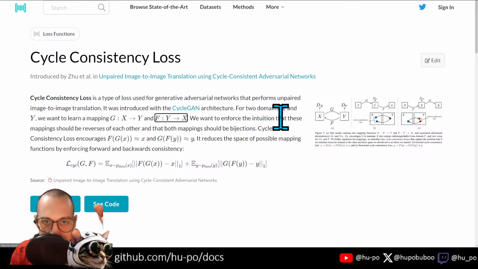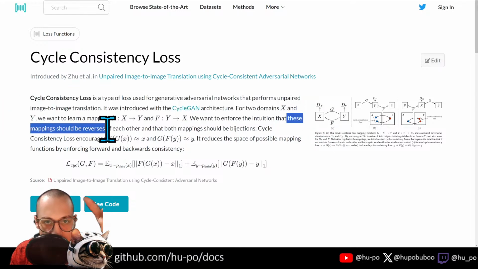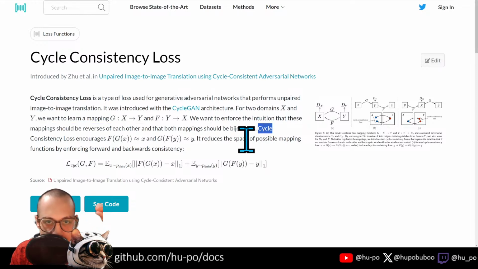And these mappings should be reverses of each other, which means that what a cycle loss is really doing is basically saying, okay, if I take some X and feed it into this mapping, and then feed it into the opposite or inverse mapping, I should get back the same thing, right? So this X and this X here should be the same. So it's a way of regularizing in a way, right?